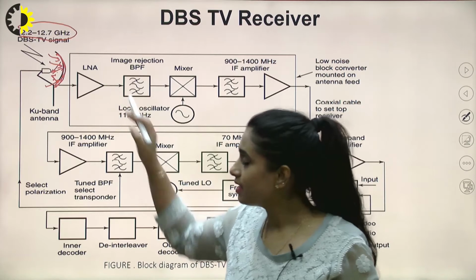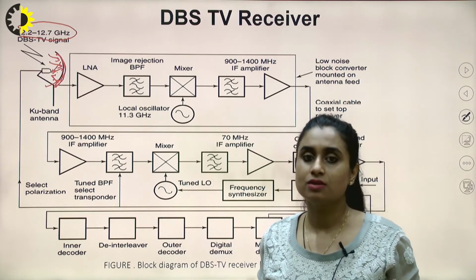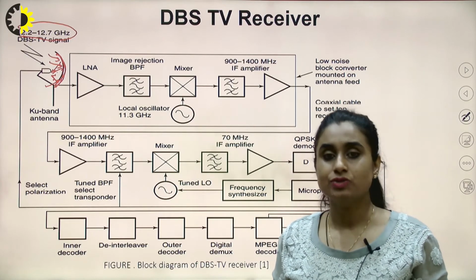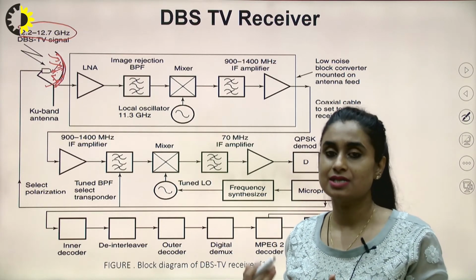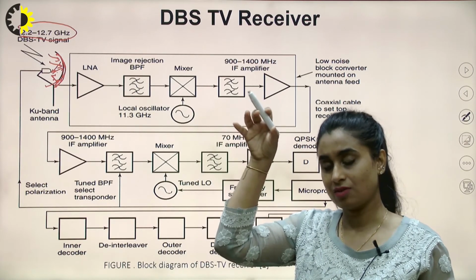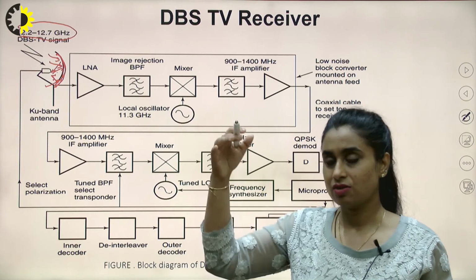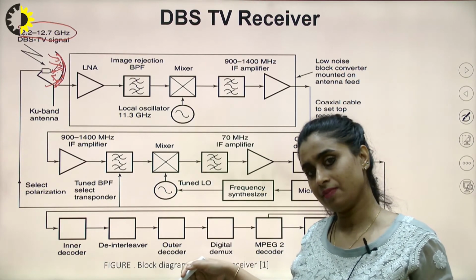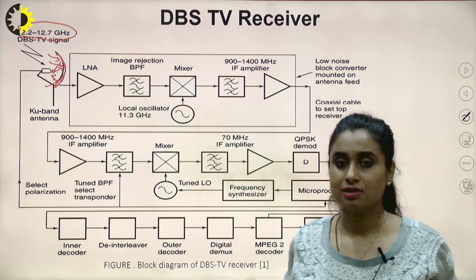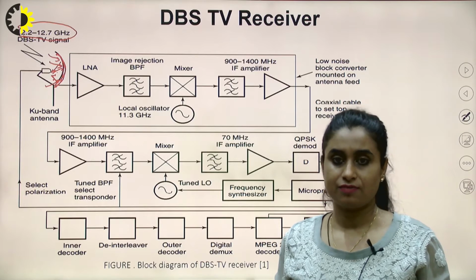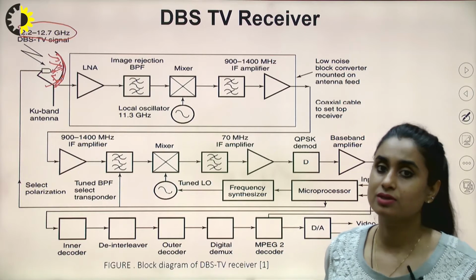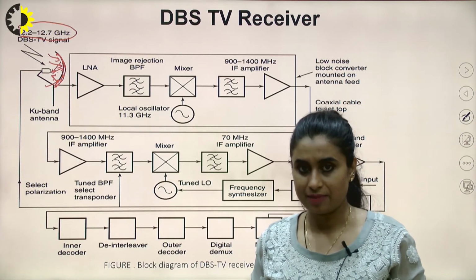The first part after the antenna is the low noise amplifier, LNA. The role of the low noise amplifier is to reject the noise and to amplify the low power signal. As the signal has traveled quite a long distance, with the satellite at 36,000 kilometers above the Earth's surface and the signal coming back again to Earth, it is covering quite a far distance. So the LNA will serve the purpose. It will reject the noise, and it will amplify my low power signals.